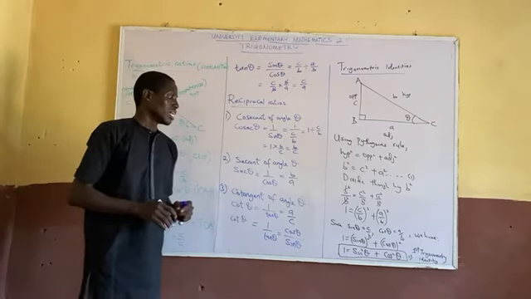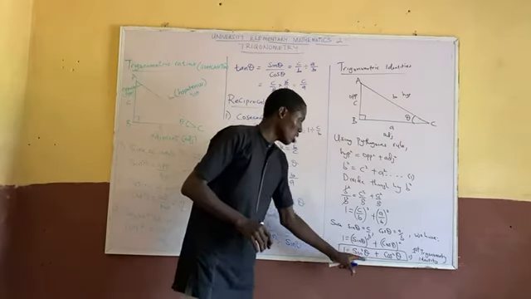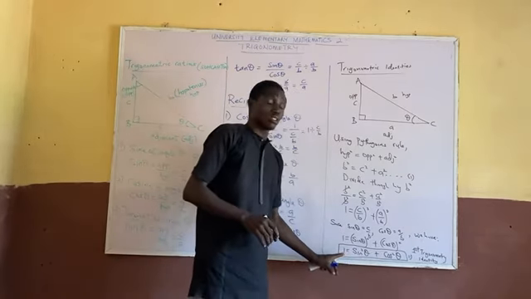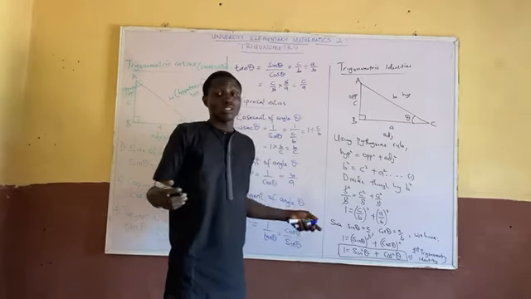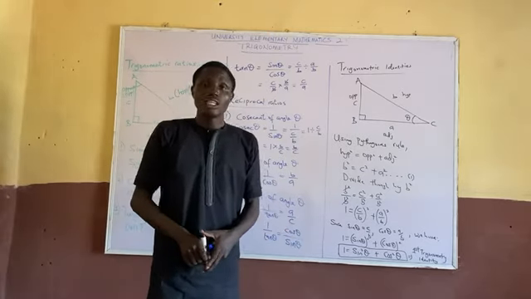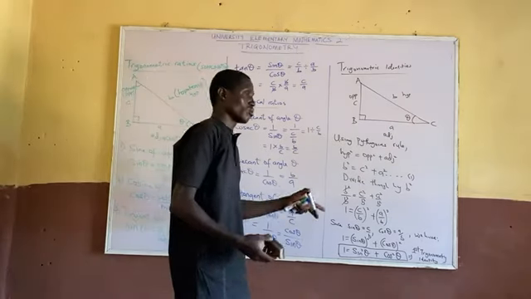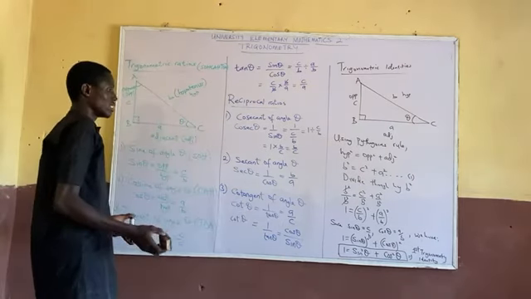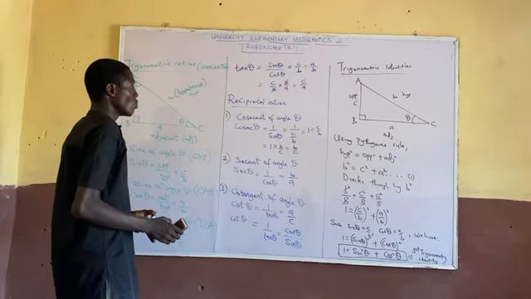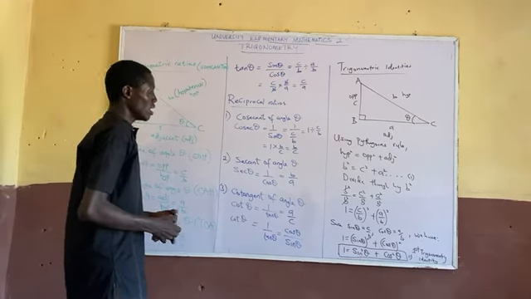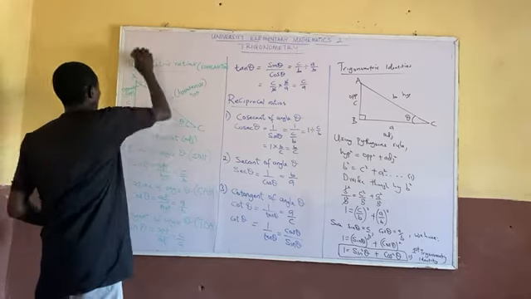So the trig identity says sine square theta plus cos square theta is equal to 1. Or you can say 1 is equal to sine square theta plus cos square theta, whichever way you want to put it. So now let's move on from this place and continue from there.